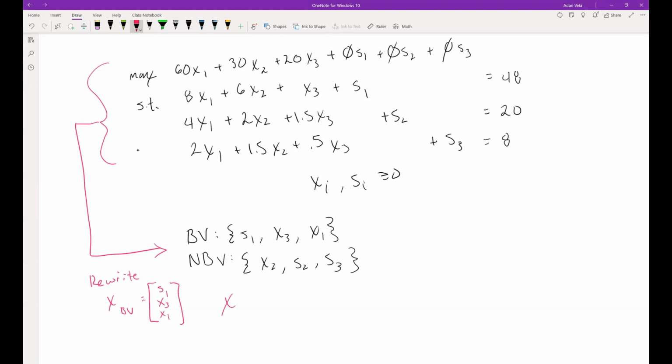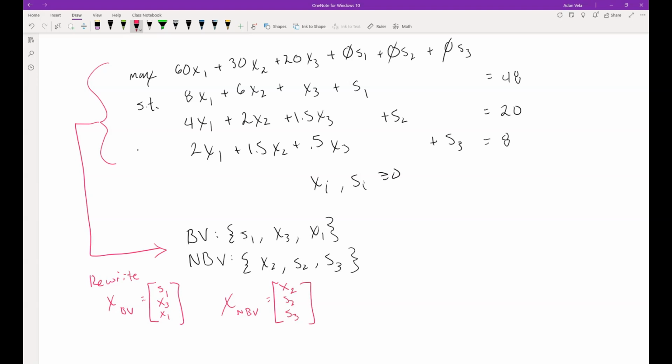Right? And we'll have an x nbv, which is the non-basic variables. So before we just had a vector that was x1, x2, x3, s1, s2, s3, right? So here we're going to rewrite it by defining these new vectors, or rewrite our problem.